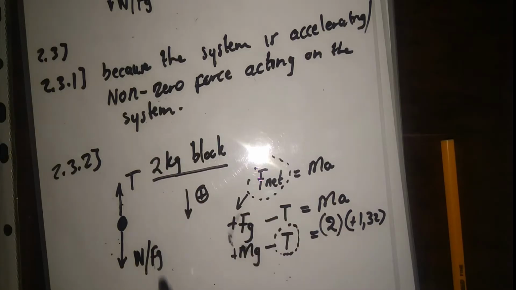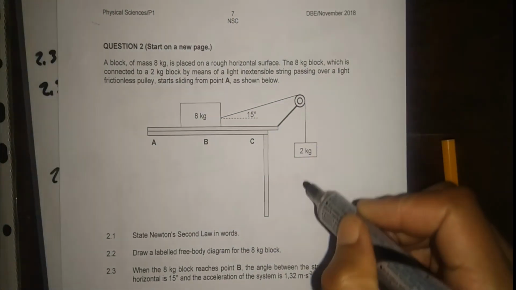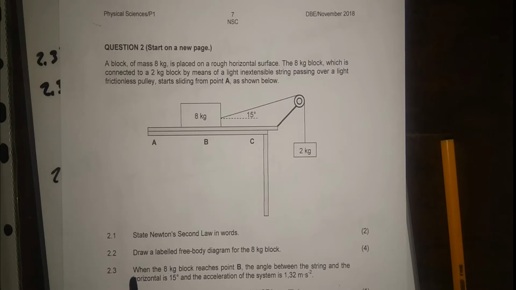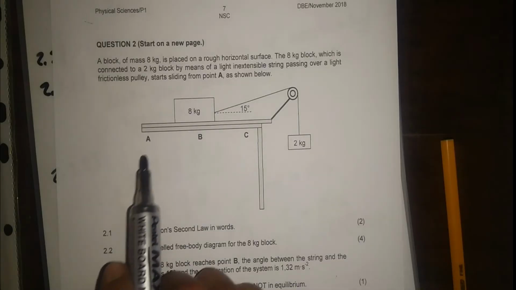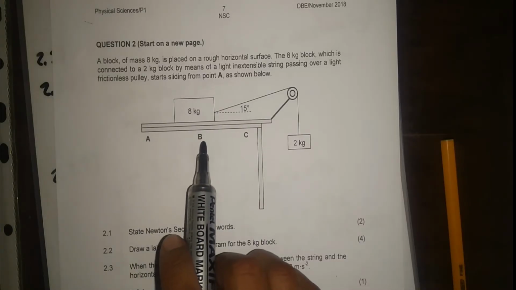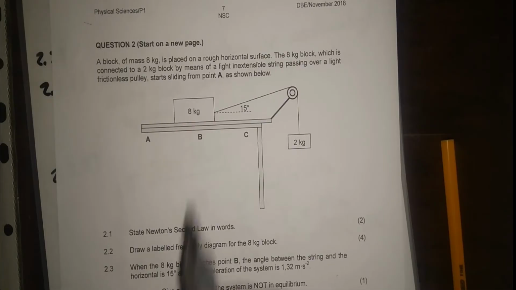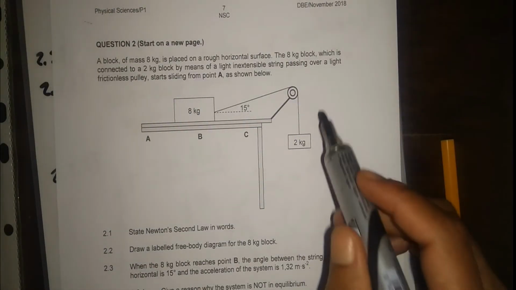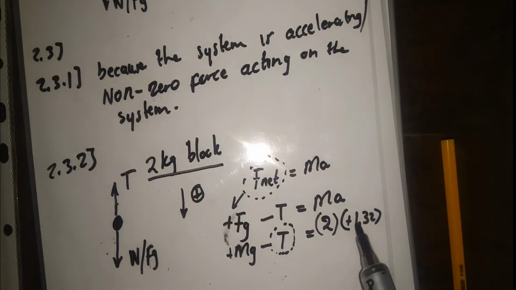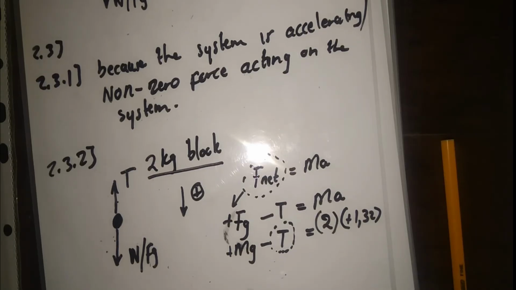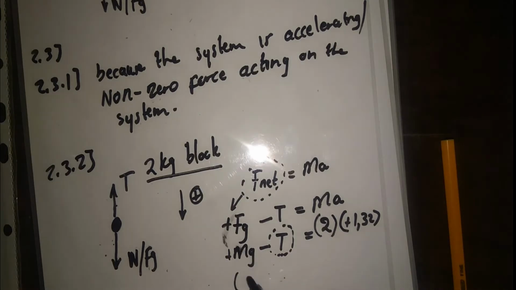3.2. Remember, system yethu yaphi iyaphansi system angisho iyaphansi ngoba basitshelile ukuthi la the 8 kg block reaches point B and then the acceleration of the system is this. So it was the system the accelerator from A to B uma ubheka the 8 kg block. So for the 2 kg block the system is going down. So lana again, that's why it's positive 1.32.